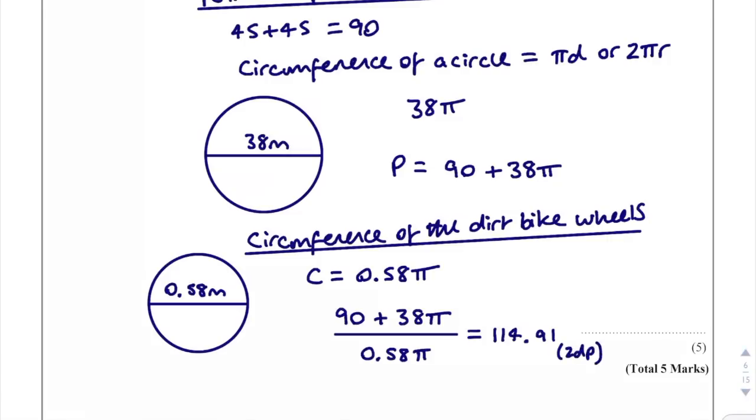Now what I'm going to do is round that up to the nearest whole number, so we can say he has ridden around the track 115 times. That's our final answer for question 8.